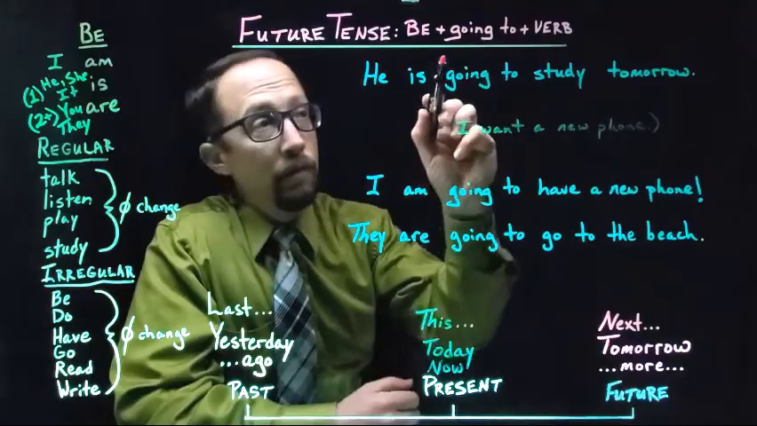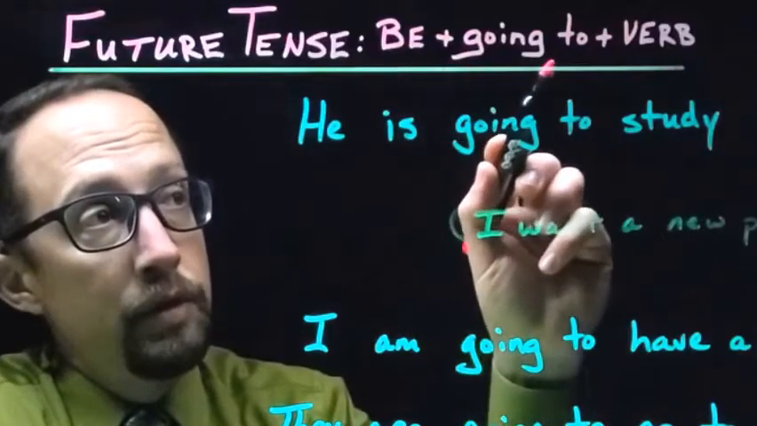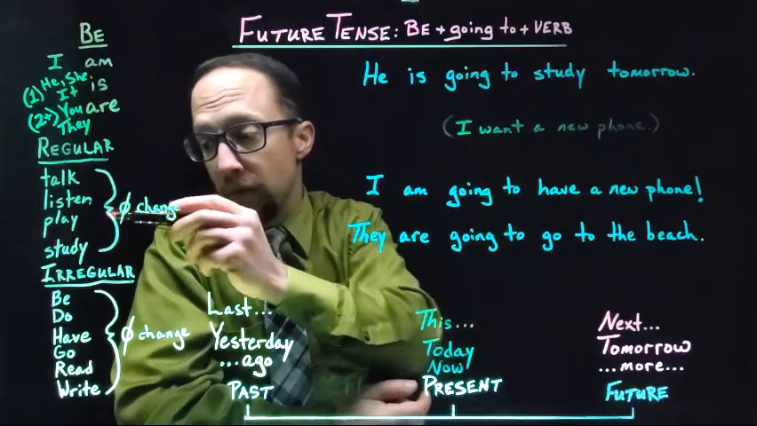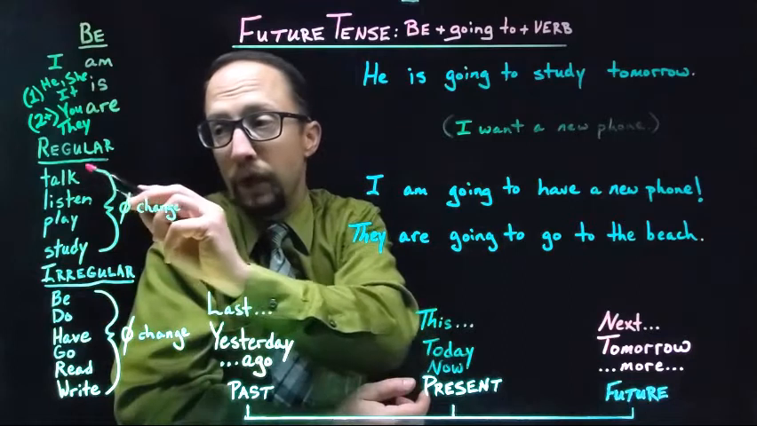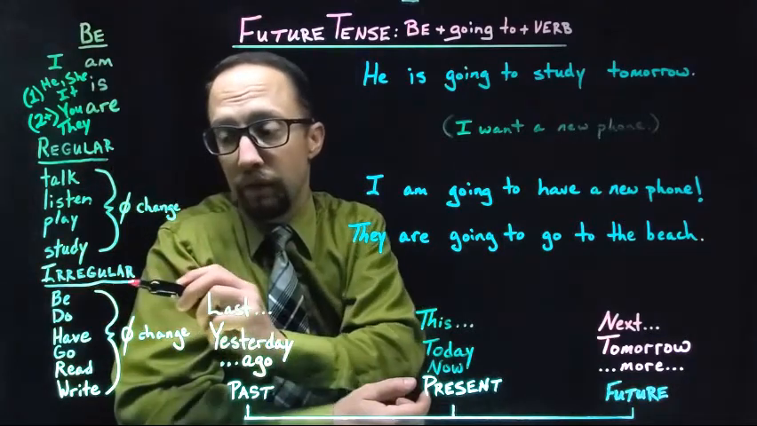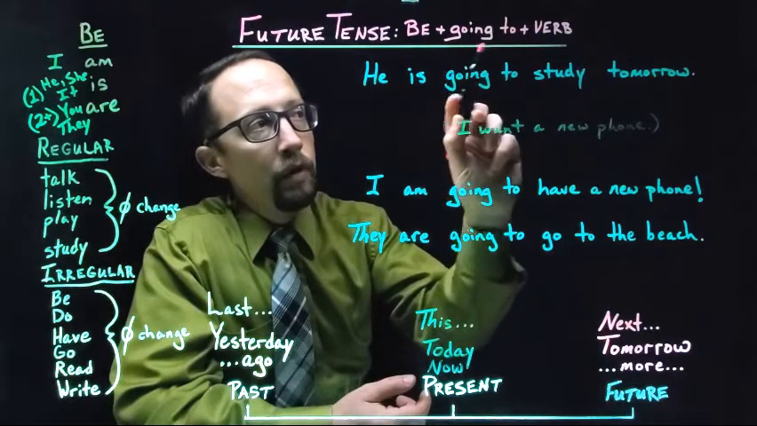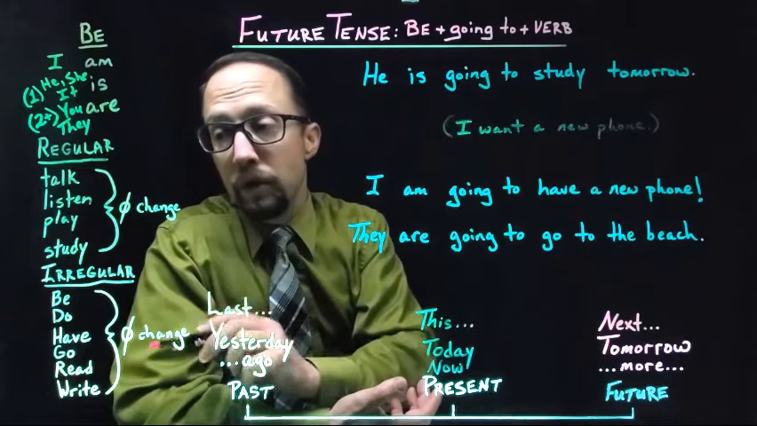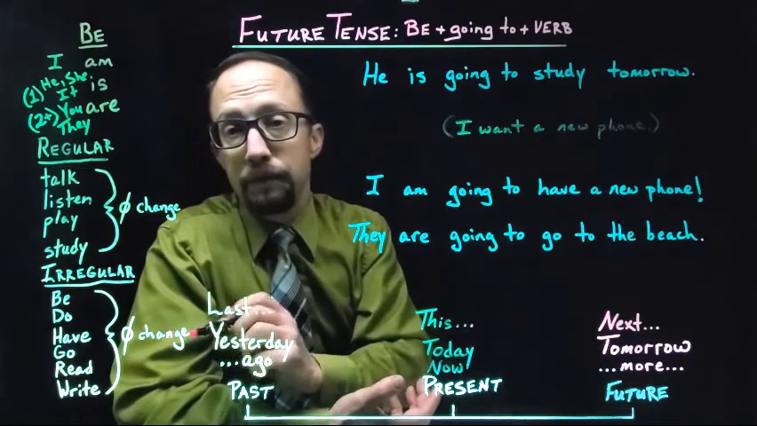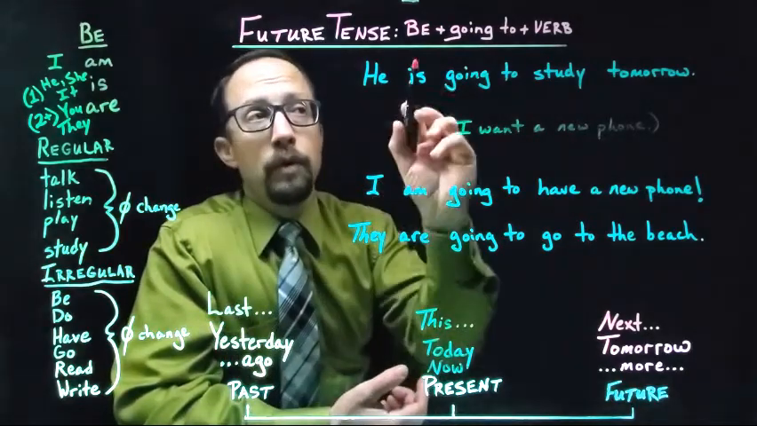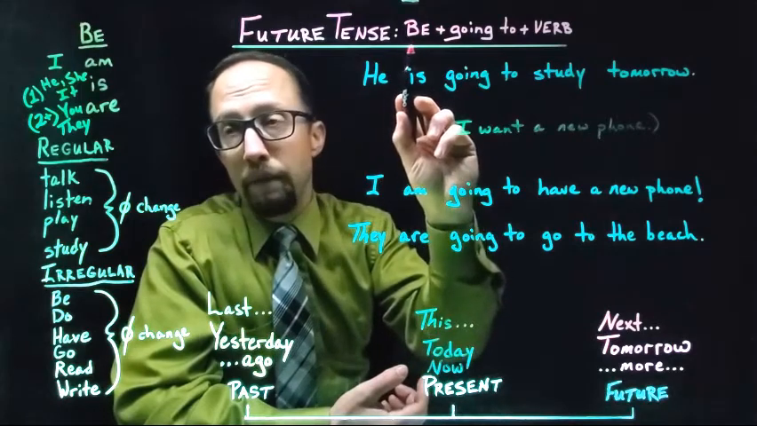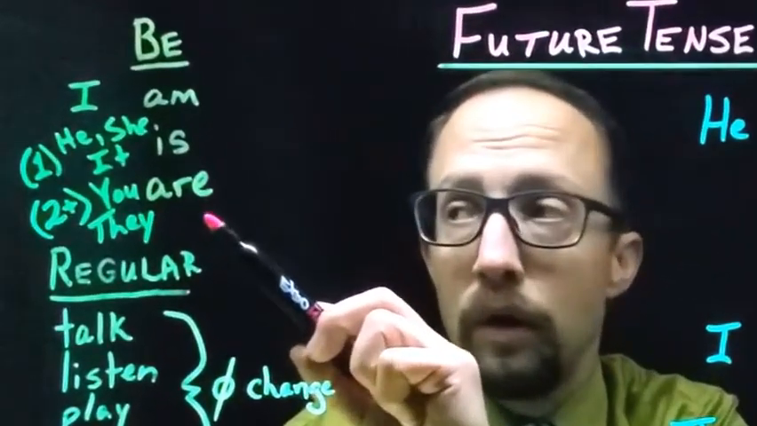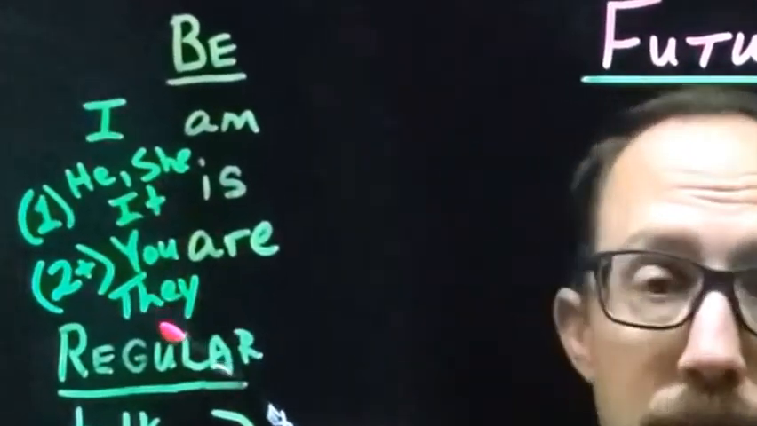So you use the verb be plus going to plus another verb. Again, these are some of our verbs. We have regular verbs and irregular verbs. But with going to, just like with will, there is no change in the verbs. Also, remember for the verb be, it changes to am, is, or are, depending on the subject.